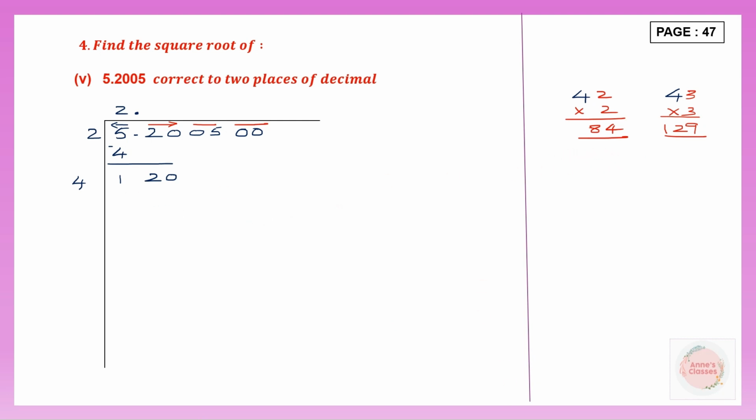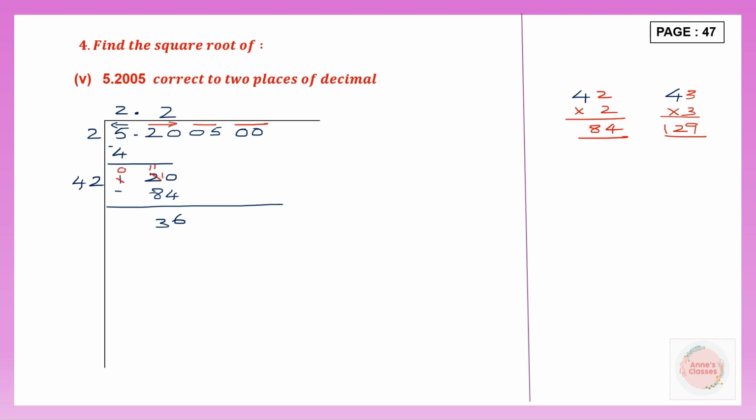So let's put 2 here next to this 4. So 42 into 2 is 84. So we can only think of 84 for this now. Now let's subtract. So here this is 1 and 10. 10 minus 4 is 6. Now 1 minus 8 I can't do, so I'm going to borrow from here. So that's 11. 11 minus 8 is 3.